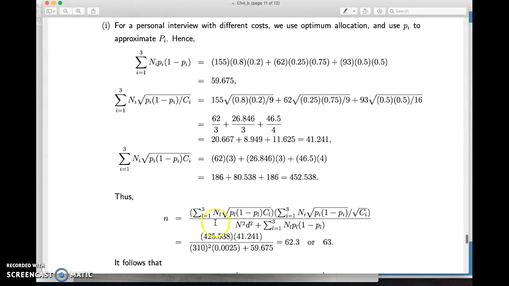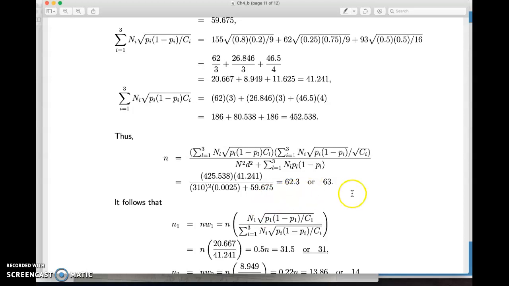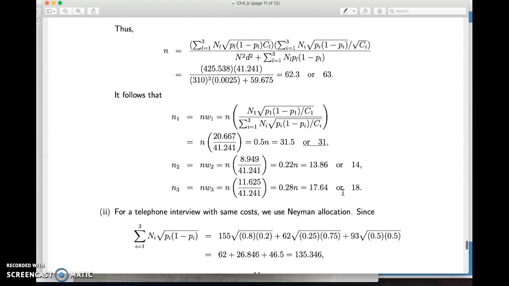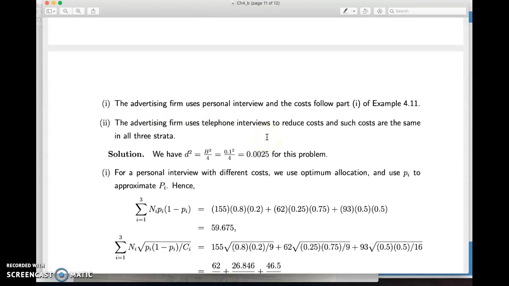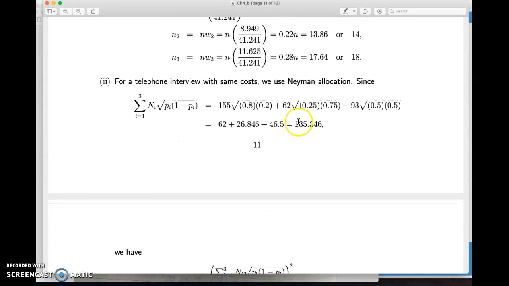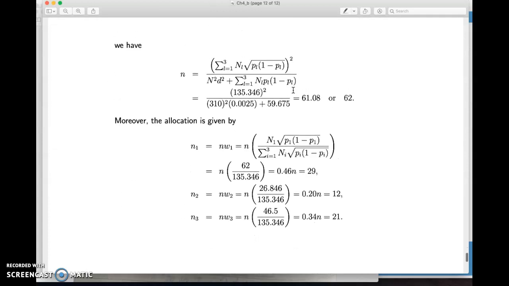Use the optimal allocations formula for N, and again, it should be greater than or equal to this. So calculate each of the brackets in here and substitute into the formula. We find that the sample size is around 63. Do the allocations according to optimal allocations, and all the answers are found. Okay, so part 2, the advertising firm uses telephone interviews. In part 2, we would assume costs are the same, so we use proportional allocations. Substitute into the formula, and then we can find the allocations accordingly. That's it.